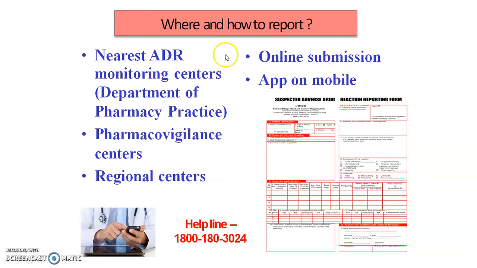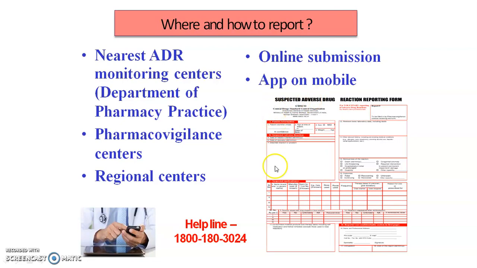We can report any adverse drug reaction nearer to the medical center where a pharmacology department is available, or you can report to the pharmacology or pharmacy practice department where a nearby pharmacy college is available, or you can directly report to the pharmacovigilance center which is situated in India in Ghaziabad. Also we can report to our regional centers, wherever the nearest regional centers are available with respect to your place. We can also do online submission of ADR reporting. There is also an app developed by the Pharmacovigilance Program of India, that is PvPI, to report adverse drug reactions.